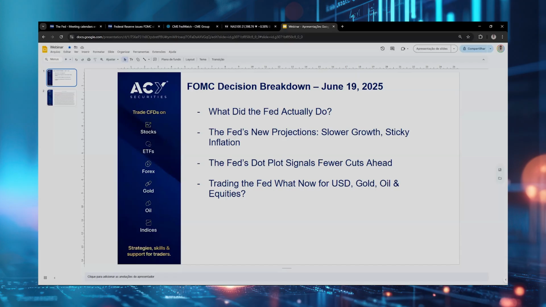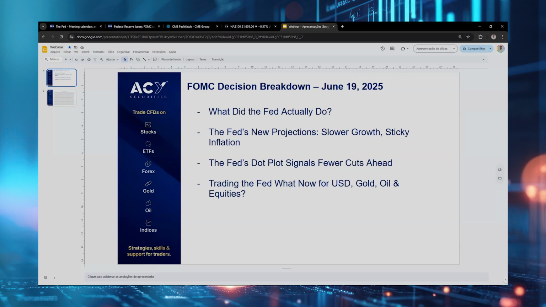Cool. The next thing is the Fed's dot plot signal showing us fewer cuts ahead. The number of members expecting no rate cuts in 2025 was 4, and now it's 7. So it jumped from 4 to 7. And the Fed quietly raised its 2026 rate outlook. This is very hawkish. And the market, of course, is reacting. We saw the US dollar going up, the euro dollar going down, the Aussie dollar going down, oil went up because of Iran and Israel, the Canadian dollar went up because of oil, and it goes like that.